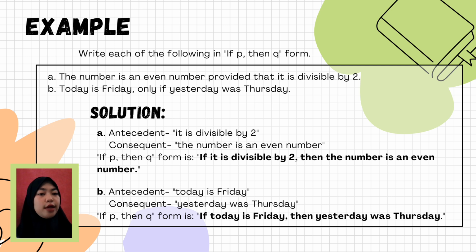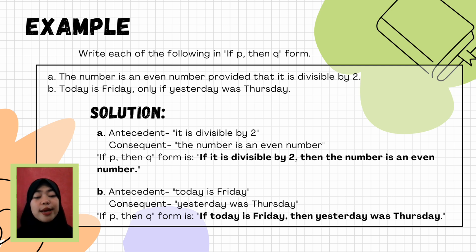So, let's start with the letter A. The number is an even number provided that it is divisible by 2. So, para makuha natin ang equivalent form niya, i-identify muna natin ang antecedent and consequent. So, in this case, antecedent natin is yung it is divisible by 2. Bakit? Because being divisible by 2 is the condition or the phrase that leads to the conclusion or the consequent that the number is an even number. So, kung isusulat natin sa if P then Q form, magiging if it is divisible by 2, then the number is an even number.